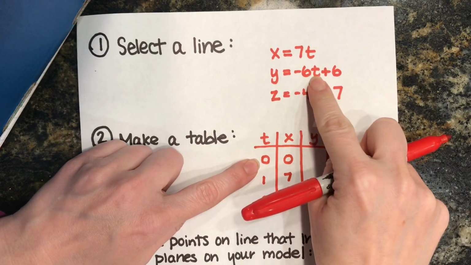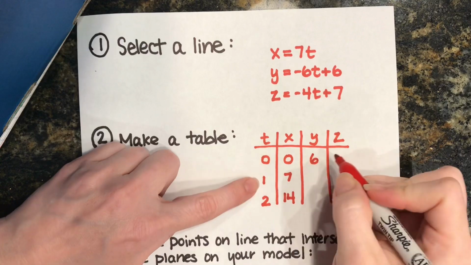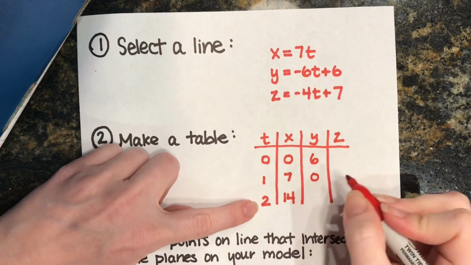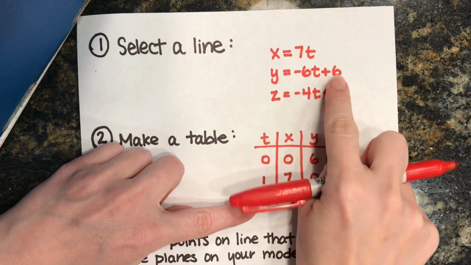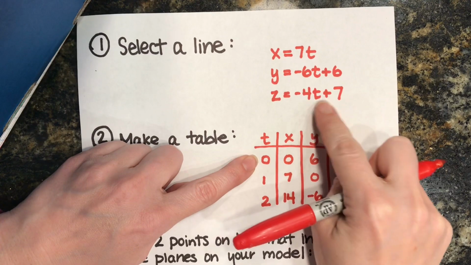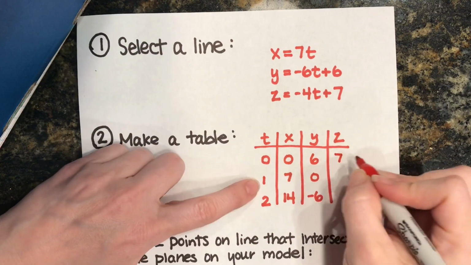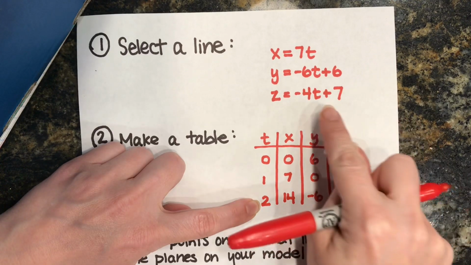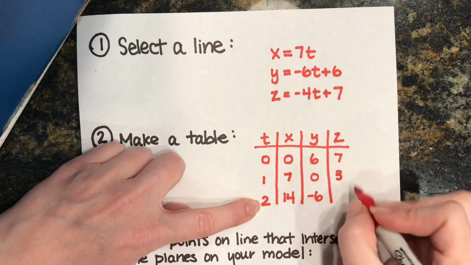Same thing for the Y equation. Plug in a 0, plug in a 1, then plug in a 2, all for the Y equation. Now we're on the Z equation, plugging in a 0, then a 1, and finally a 2.